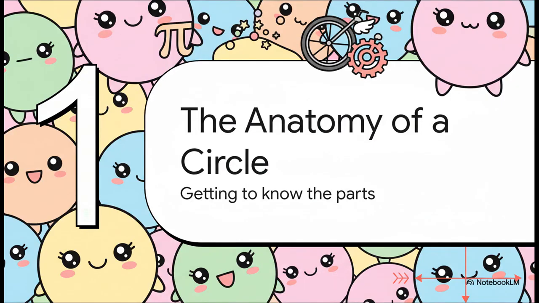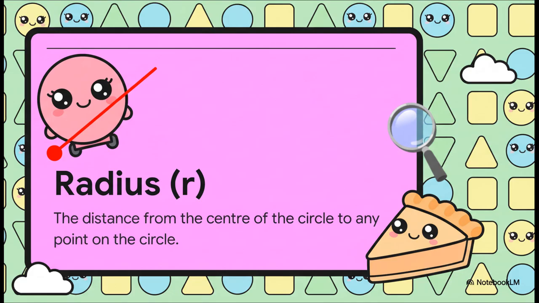Okay, so before we can start crunching any numbers, we've got to speak the same language, right? We need to know what we're even talking about. So first up, let's get familiar with the essential parts that make up every single circle. Think of it like this. Every circle has a heart, right? A center point. The radius, well, that's just the distance from that heart straight out to any point on the edge. It's really the most basic, the most fundamental measurement of any circle.